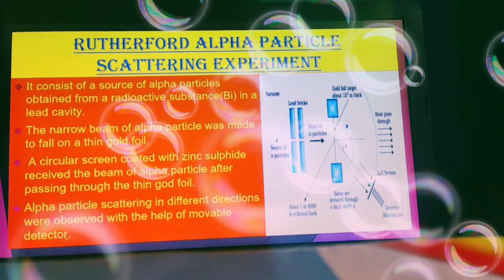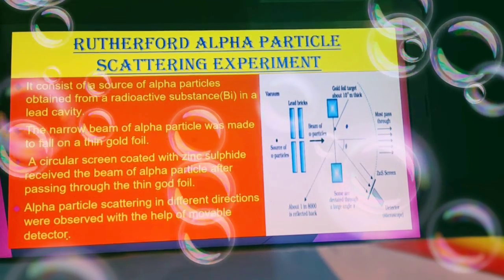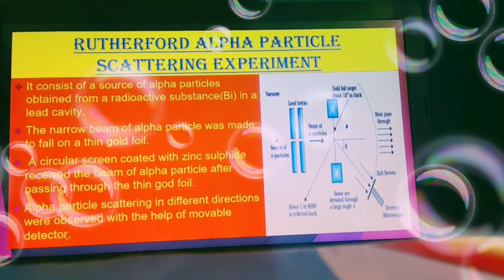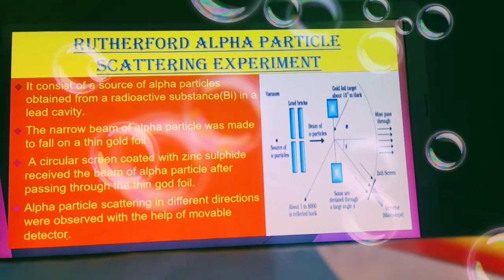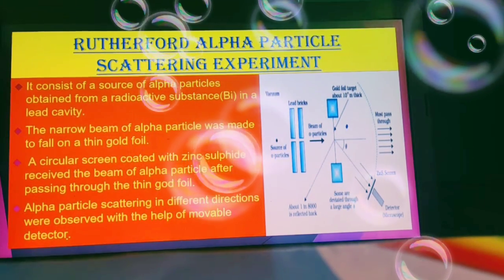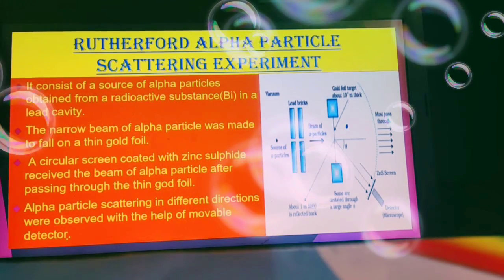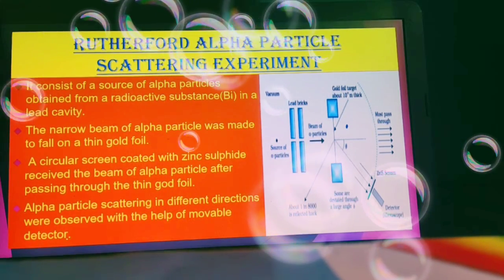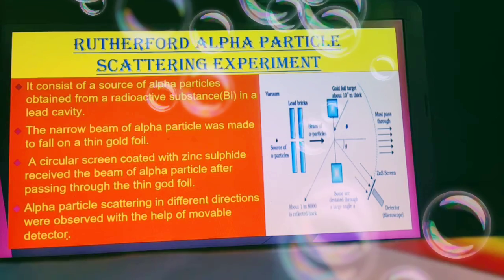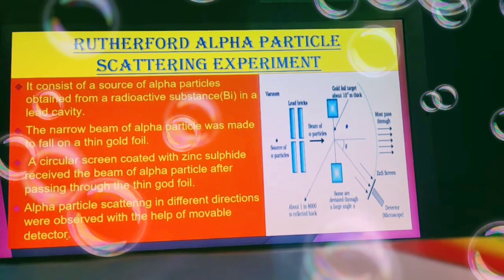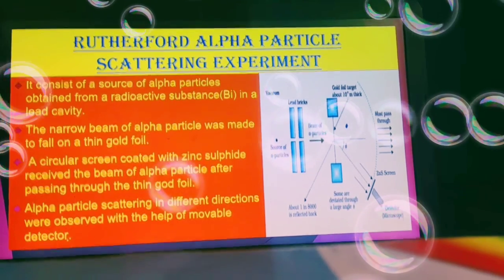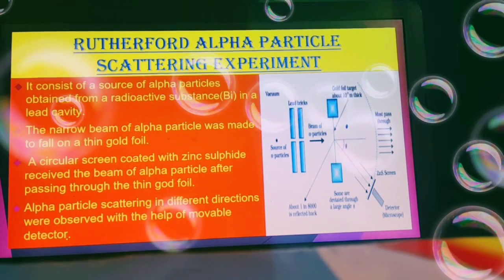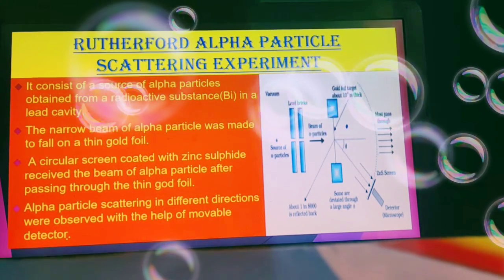These scattered alpha particles are scattered in different directions, which are observed by the movable detector. This is the experimental setup of Rutherford alpha particle scattering.